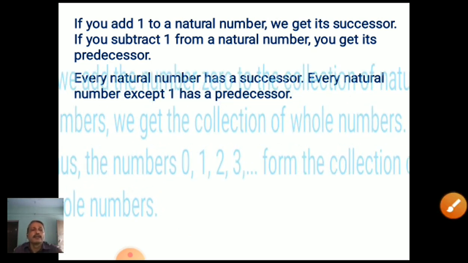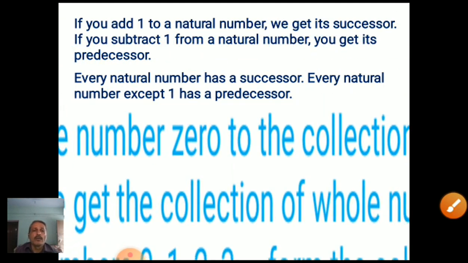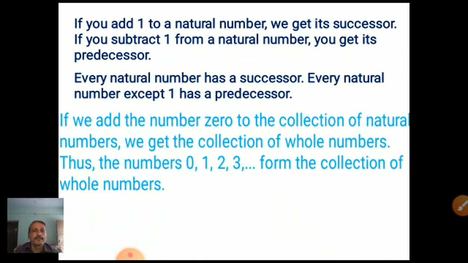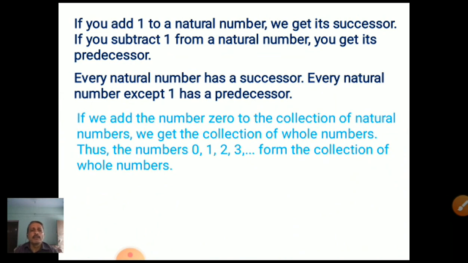Okay, let's see some more things about whole numbers also. If we add the number 0 to the collection of natural numbers, we get the collection of whole numbers. Thus, the numbers 0, 1, 2, 3 and so on, infinite, countless, form the collection of whole numbers.